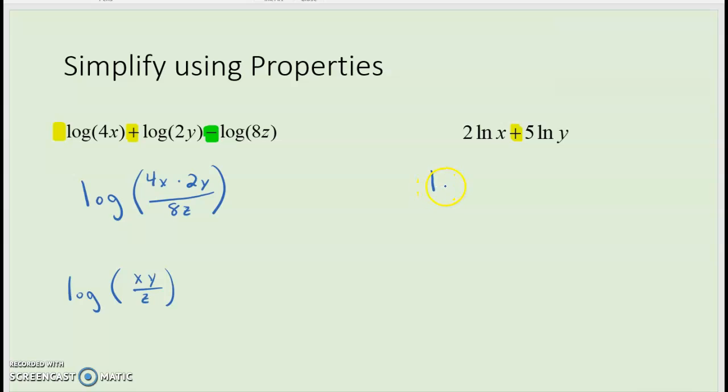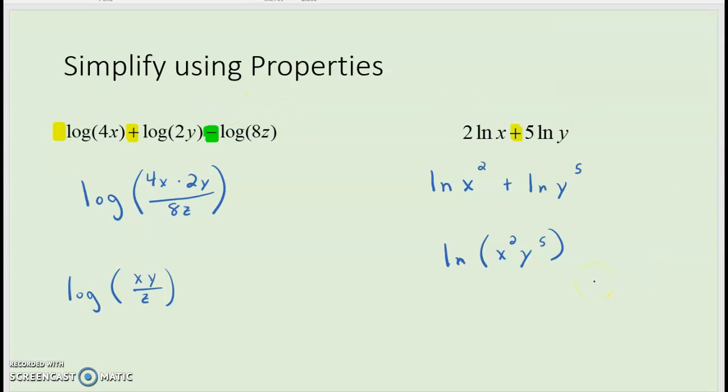exponent. So 2 natural log of x will turn into natural log of x squared, plus, and 5 natural log of y will turn into a natural log of y to the 5th. And then we can use that addition to multiplication property where we'll have the natural log of x squared times y to the 5th. So in both of these examples, we went from multiple logs to a single log.